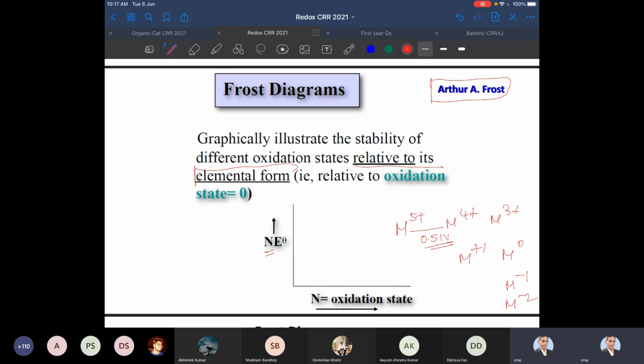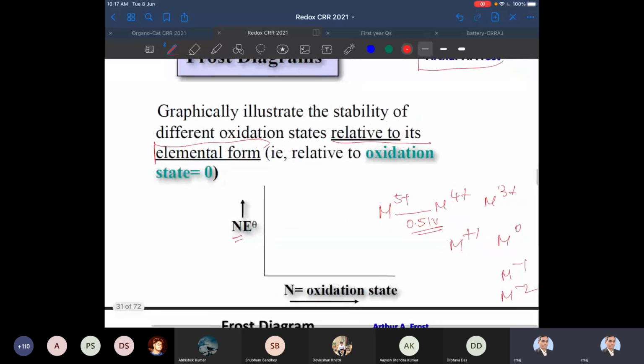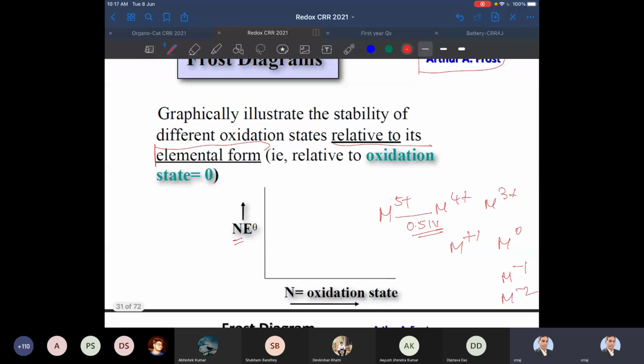I hope you understand. Let's cover. Listen to me. What we have here is that, as I mentioned, in the Latimer diagram, what we do is M5+ to M4+. Here you have 0.5 volt, say for example. This potential, we looked into that and saw all the potentials for the redox couples present in the Latimer diagram. We talked only about the individual potential.